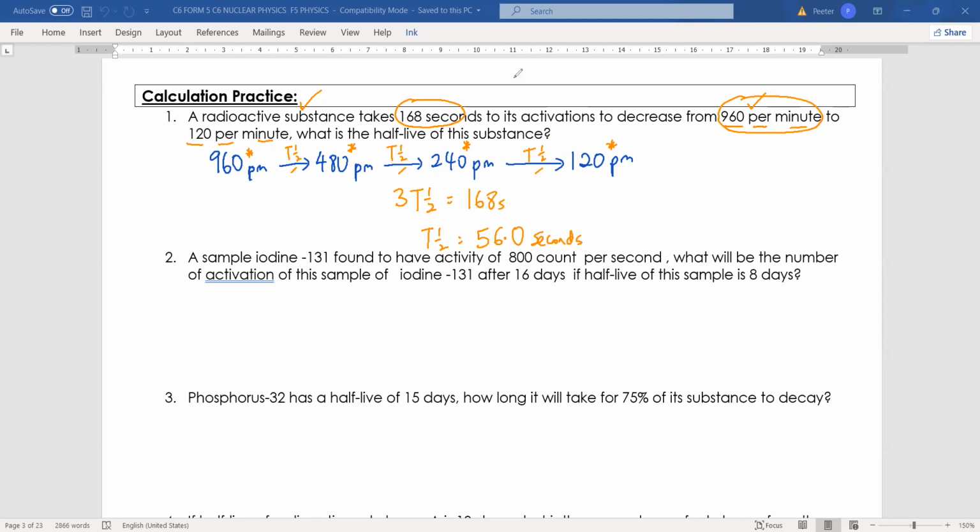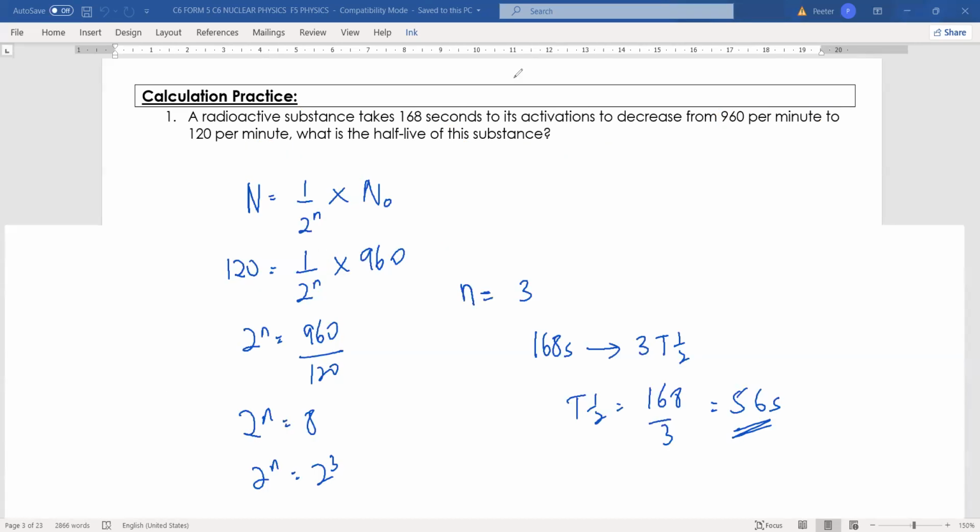Next, see if I want to use the formula. Now we use the formula to calculate. What is the formula, and what should you do? This is the formula given. The remaining balance should be equal to 1/2 to the power of n times the initial amount. The remaining balance is given as 120 activity per minute, or counts per minute.